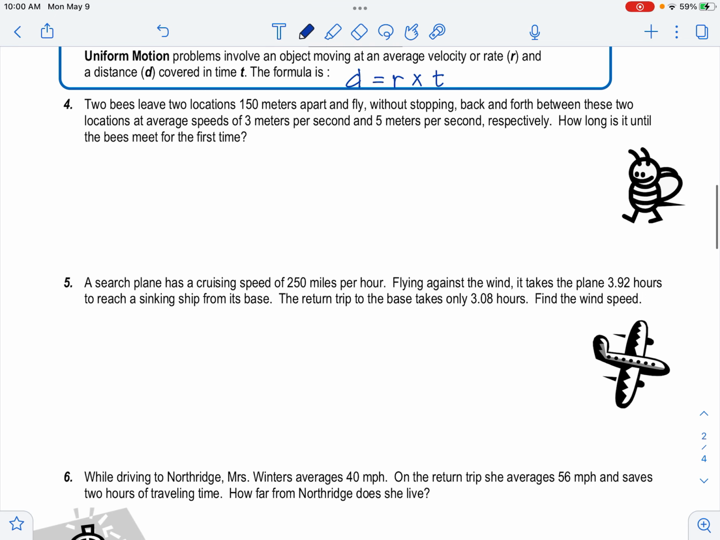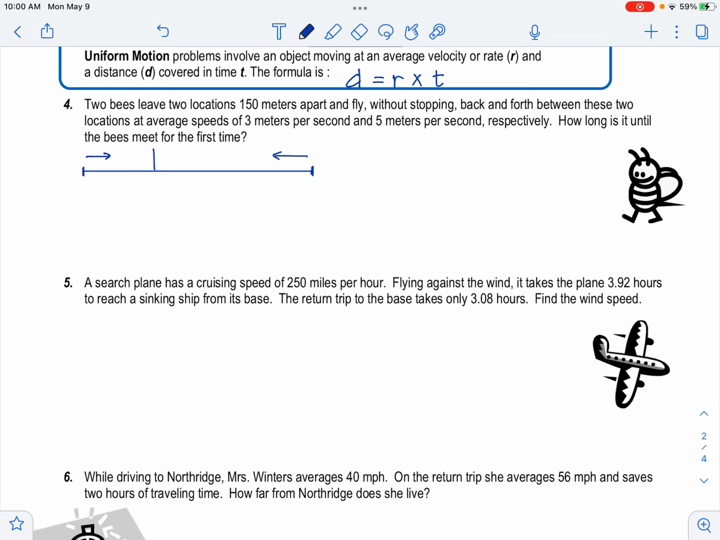So what I'm going to do here is draw a diagram of what this looks like. Okay, so we have two different locations. I'm going to draw a horizontal line here, and we have location 1, location 2. There is a bee going in this direction, and there is a bee going in this direction. We want to know how long until they meet.